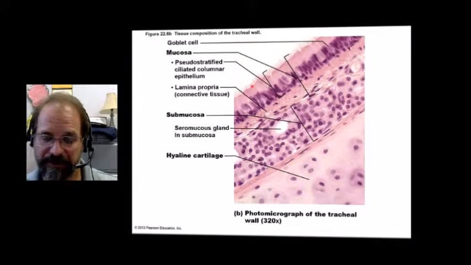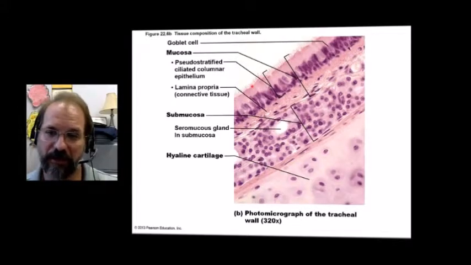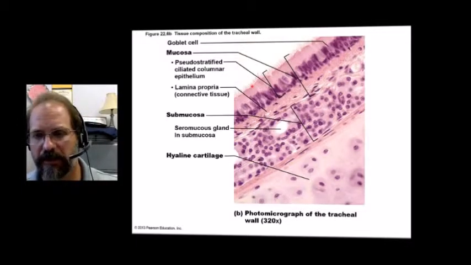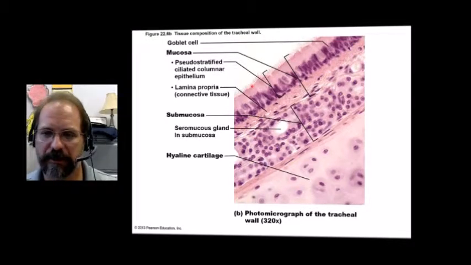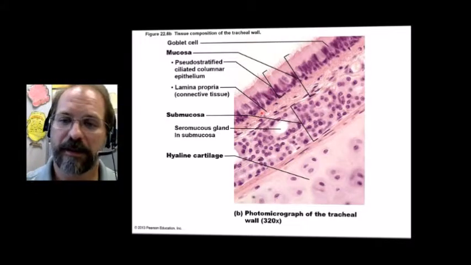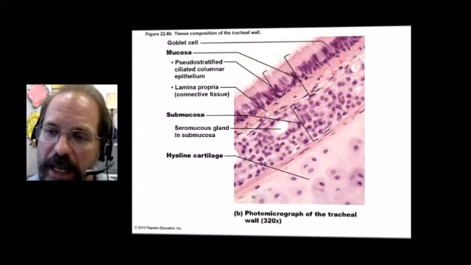These beat the other direction. These beat forward and take the food or any material that's trapped in the trachea, which is not where you should have food ordinarily, take it up through away from the respiratory zone and the conducting zone of the lower respiratory tract and sweep it up to the oropharynx again so we can swallow it down into the stomach and destroy it. The epithelium, like always, sits on a basement membrane and a lamina propria.